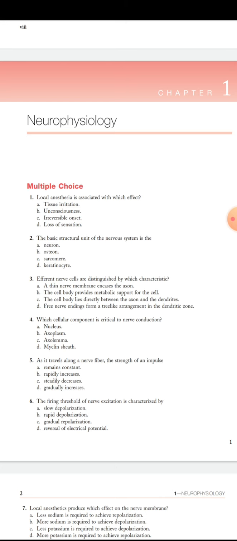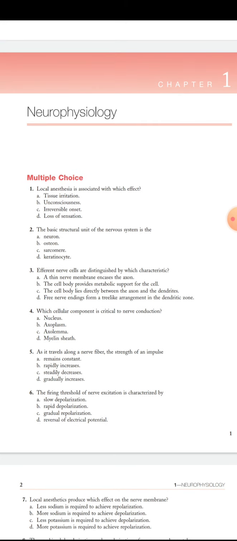2. The basic structural unit of the nervous system is A. Neuron. B. Osteon. C. Sarcomere. D. Keratinocyte.